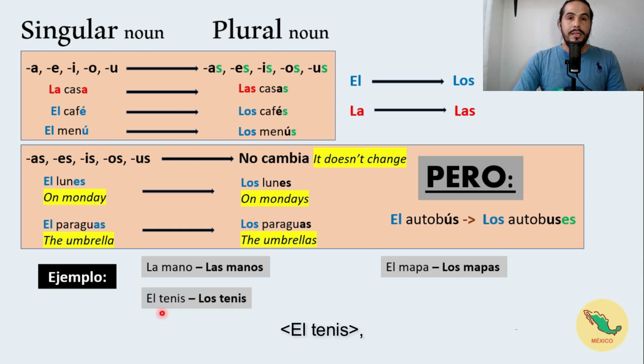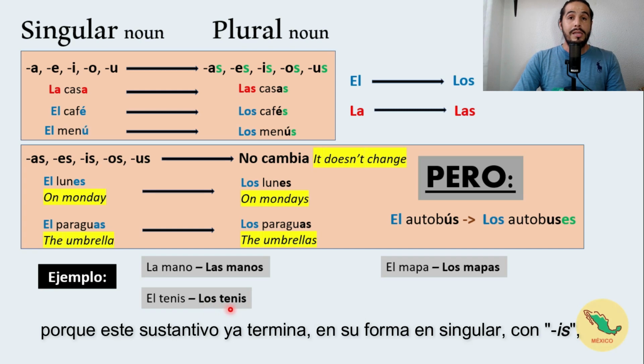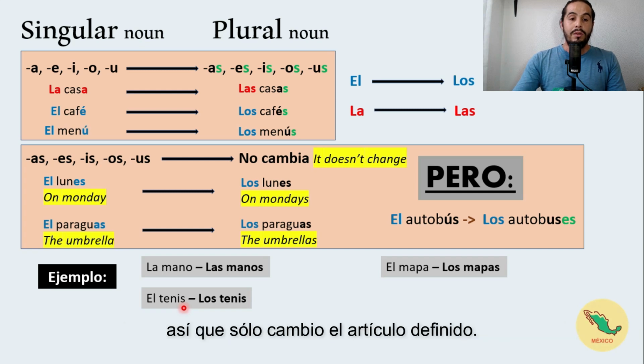El tenis. Its plural form, los tenis. As you can see here, I only change the definite article because this noun already ends in its singular form. It already ends with s. So I only change the definite article.